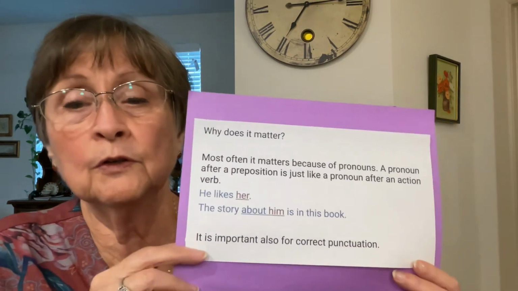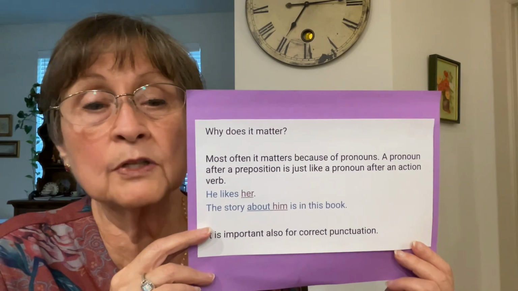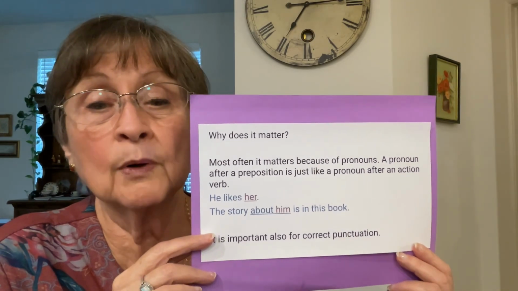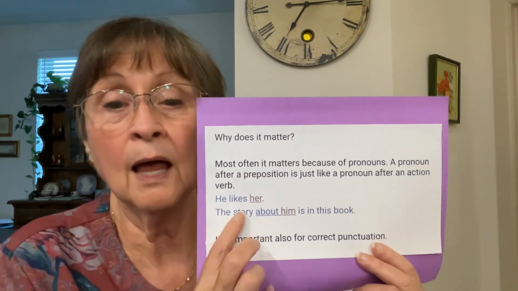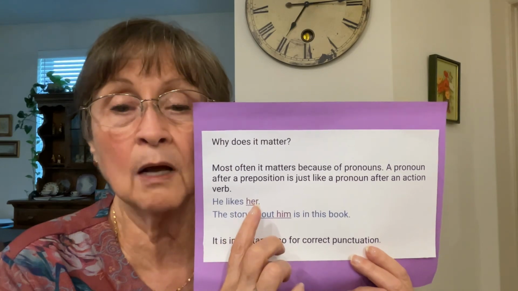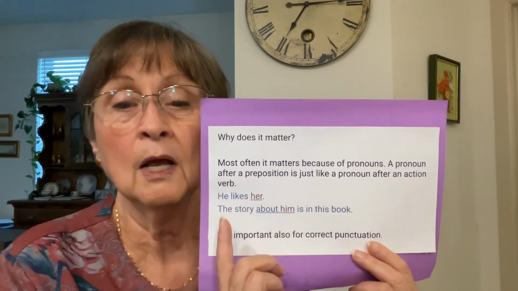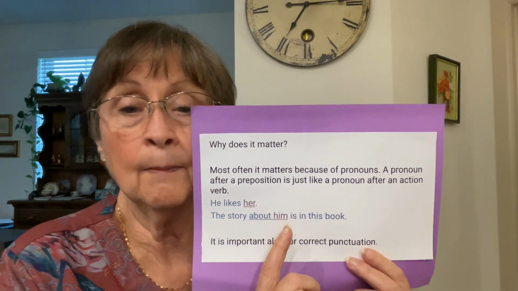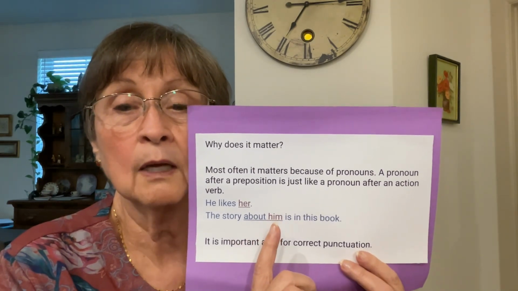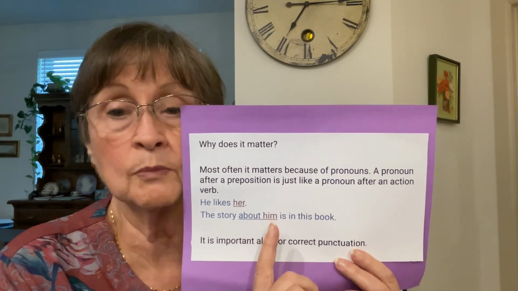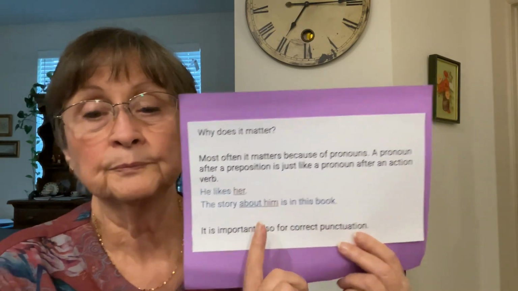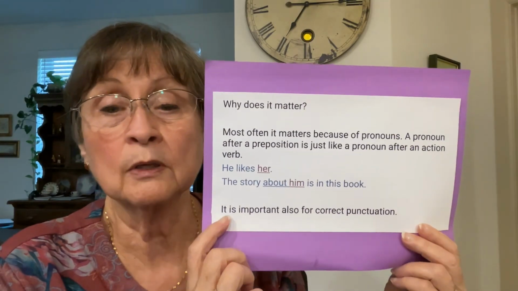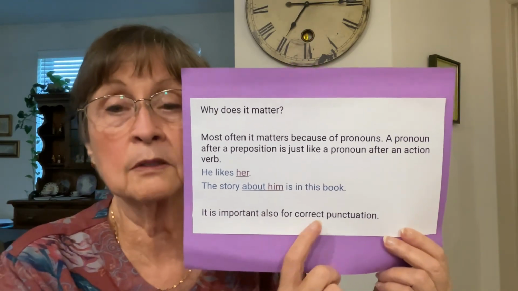Okay. Why does it matter? Well, it matters in a few situations, but most often it matters because of pronouns. A pronoun after a preposition is just like a pronoun after an action verb. He likes her. This is an action verb, direct object. You can't say she, it has to be her. The story about him, preposition, and its object. Prepositions always have objects, which are nouns or pronouns. About him is in this book. Also, it matters for punctuation. It is important also for correct pronunciation.